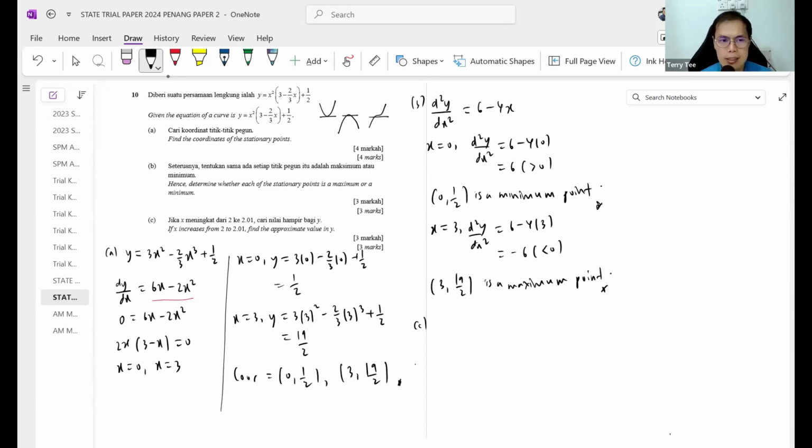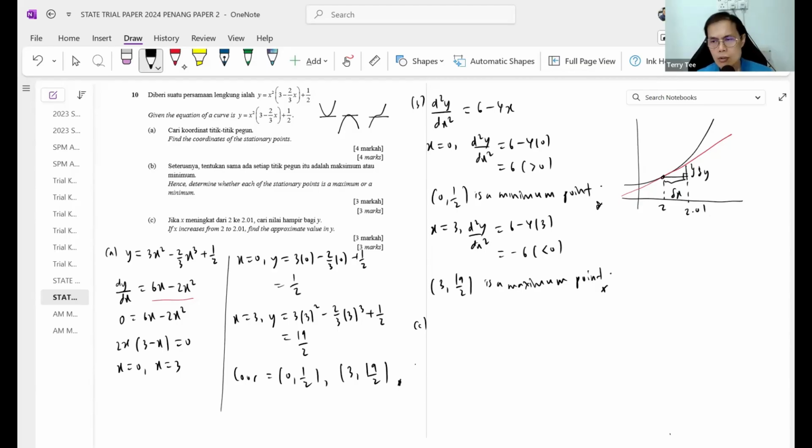Now next, they say if x increases from 2 to 2.01, find the approximate value of y. Approximate value is simply your final value of y. Now let me illustrate by using a diagram like this. So this is a curve. Now let's say you have a line that touches the curve at one point. This point here is 2. We are taking a point that's very close to 2, 2.01. So this difference is your delta x, and this difference is your delta y.